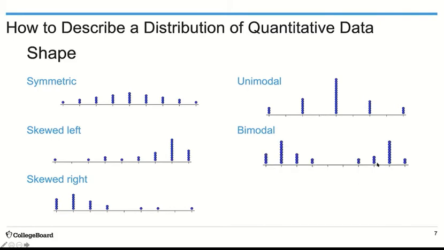You'll notice a peak here as well as a peak here on this distribution. And then the final term you can use is the idea of a uniform distribution, which means that you have just about the same frequency or same number of values for each value on the x-axis there. I'm just going to pause and give you a second to sketch those down.